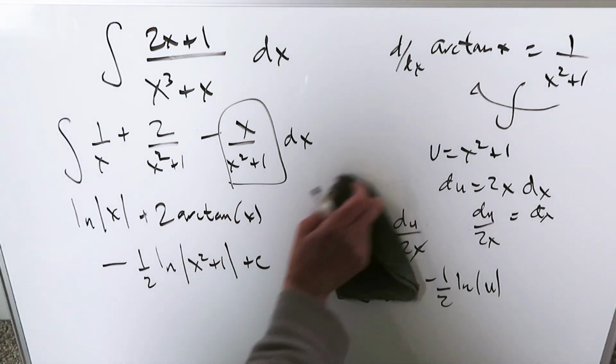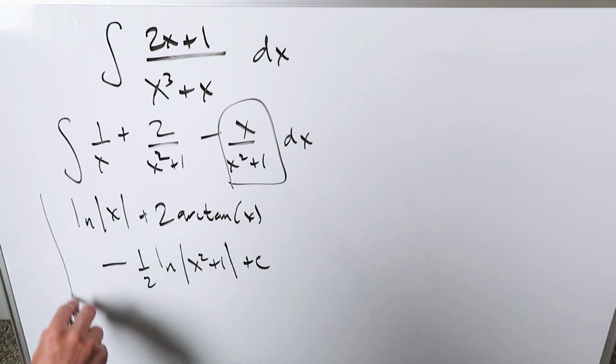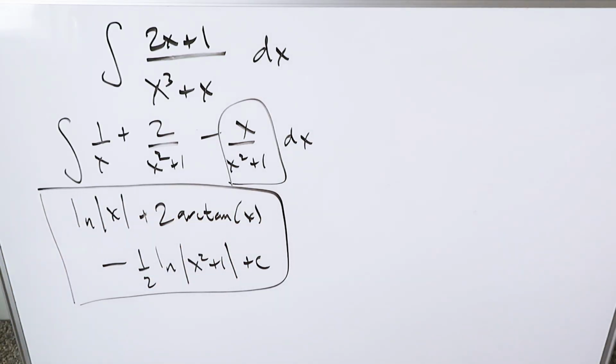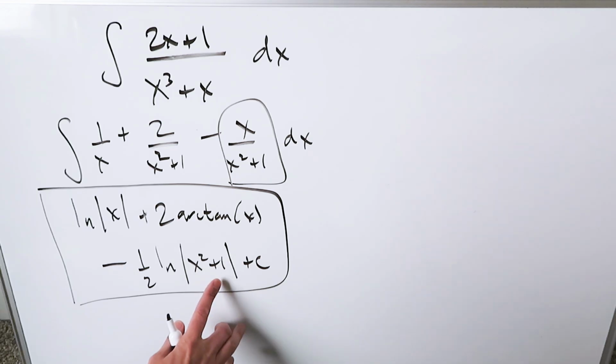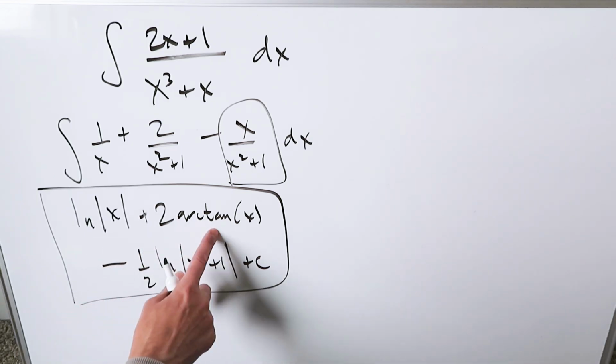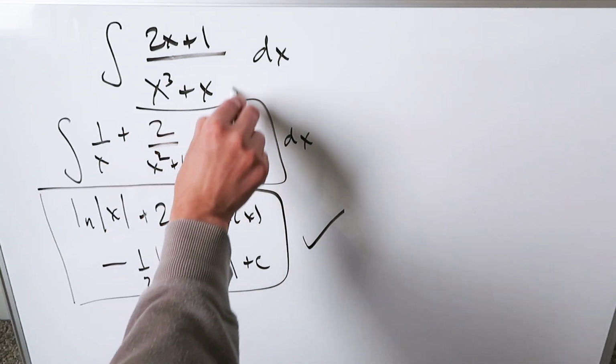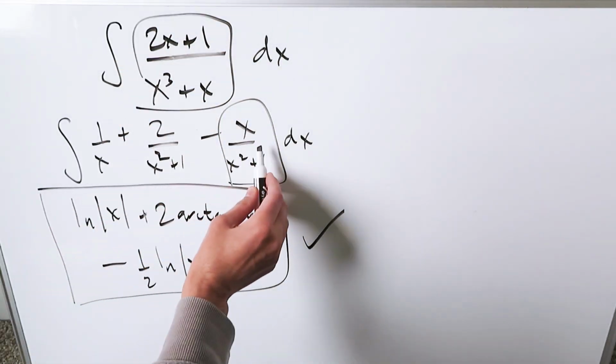And now we just erase this because we've used it. This end result here will be correct, using partial fraction decomposition, your basic techniques, and u substitution: natural log of absolute value of x plus 2 arctan x minus 1 over 2 natural log of x squared plus 1. It is correct. I broke this down into this item you see right over here.